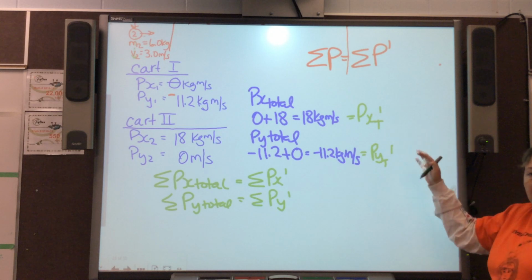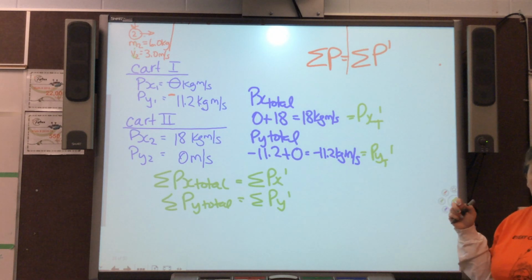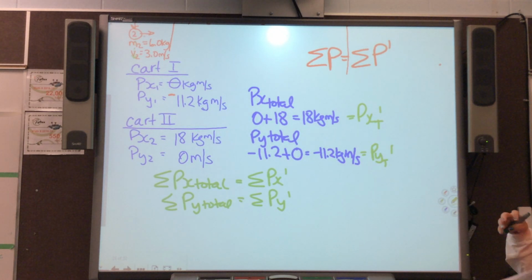Do we follow this through? The momentum that we calculate before has to be equal to the momentum that's after. And all that we have after right now at this very moment is the mass, the combined mass.